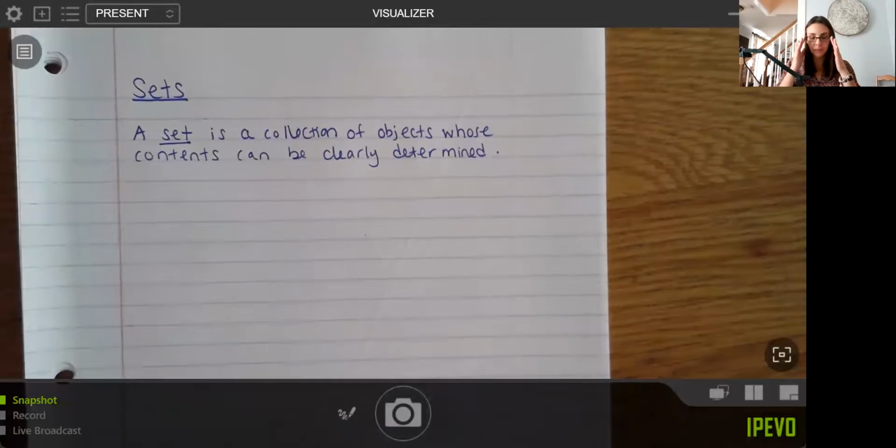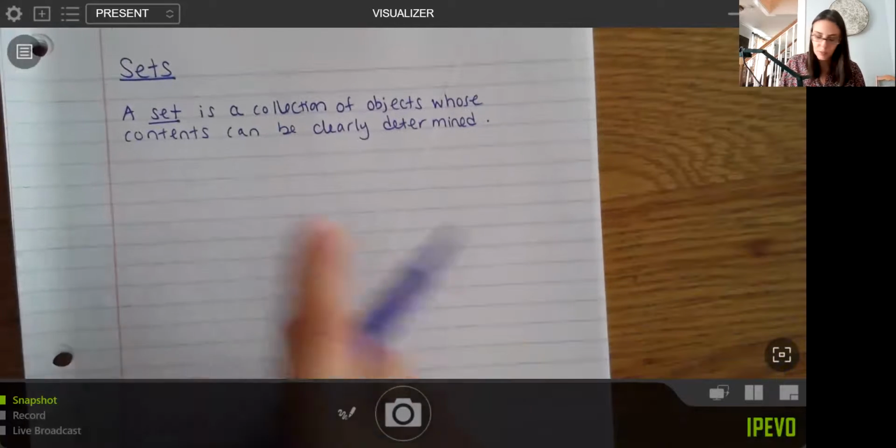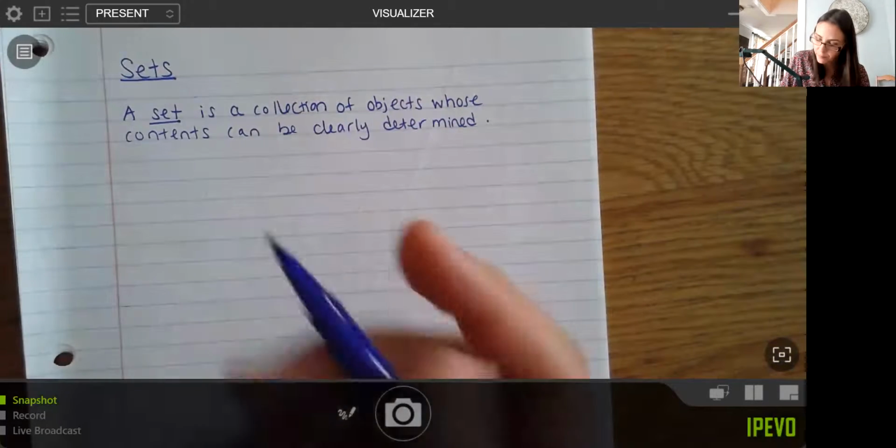So sets. A set is a collection of objects whose contents can be clearly determined. Now we're going to focus on mathematical sets, of course, but if you think about sets, they exist in our regular world too, right? So you could have a set of baseball cards. Perhaps I own Red Sox cards from a particular year or something like that. So we have sets in math too, where it's a collection of items that usually have some sort of pattern or relationship to one another. And I think once I show you some examples, it'll make a little bit more sense and you'll say, oh, I've seen that before. Now, all of these objects within a set we call elements.